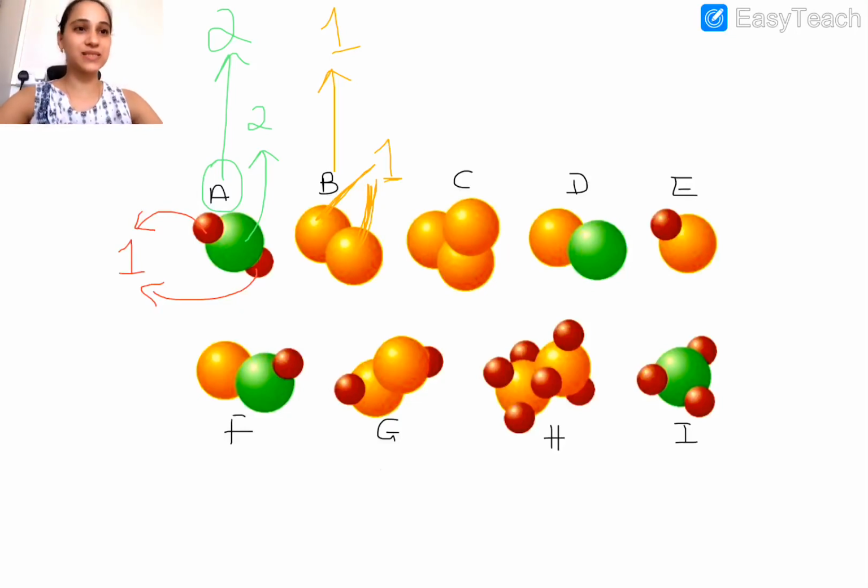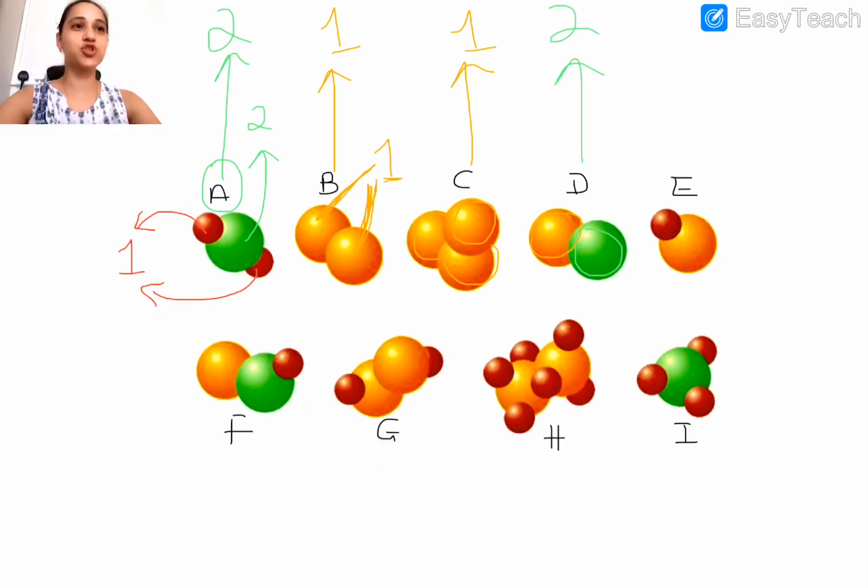So B has only one type of atom, just orange atoms. If you look at example C, again you see the orange atom, again orange atom, and again orange atom. So there's 3 atoms bonded together, and they are all the same atoms. Okay, so it contains only one kind of atom. So basically the question is asking you how many colors make up the molecule. Okay, so A, 2 colors, B, 1 color, C, 1 color, D, it's 2. So that's 1, and then the green one is going to be the second.